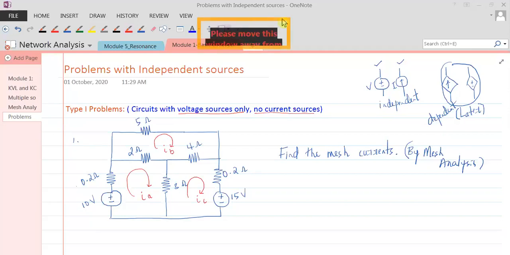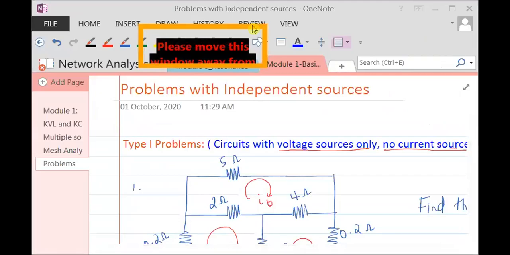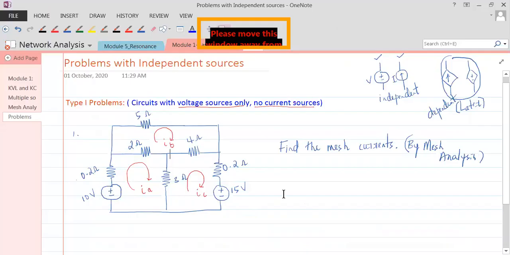Fine. Now, let's apply KVL. Solution. Let's go to the solution.